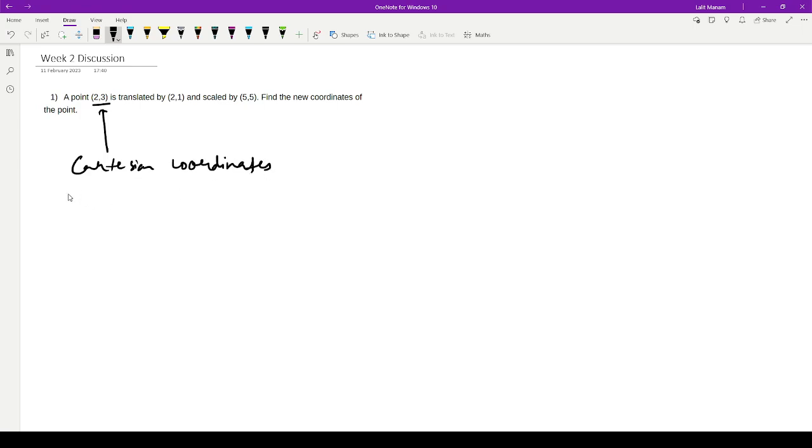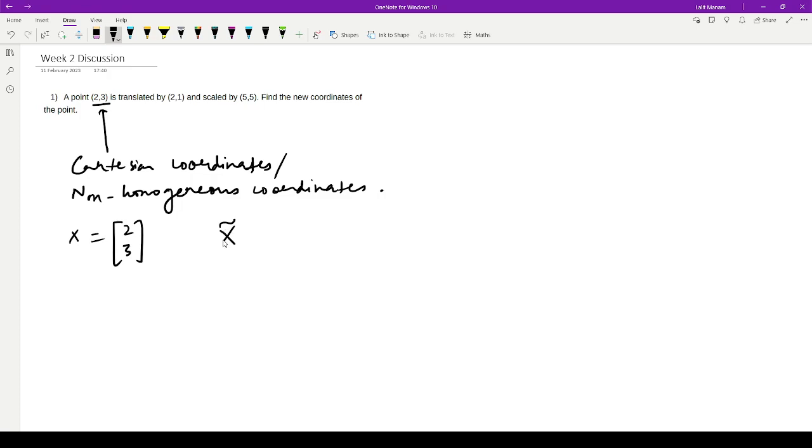So how do you convert it to homogeneous coordinates? Adding one more dimension. And what should be the value in that dimension? 1. Okay. So if I write this point x as 2, 3, and x tilde is the homogeneous equivalent, it should be 2, 3, 1, right? So what do you think?